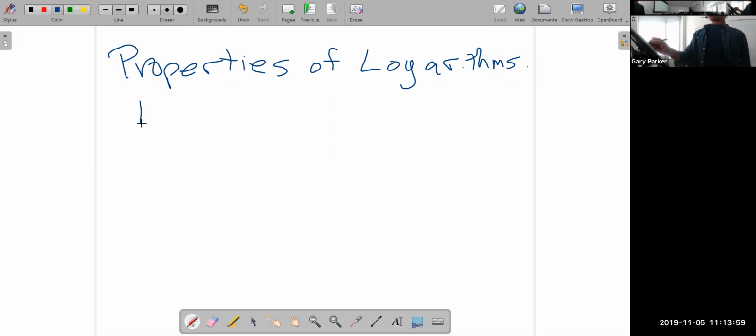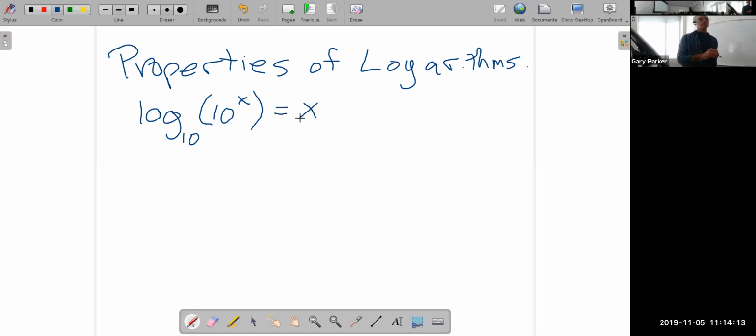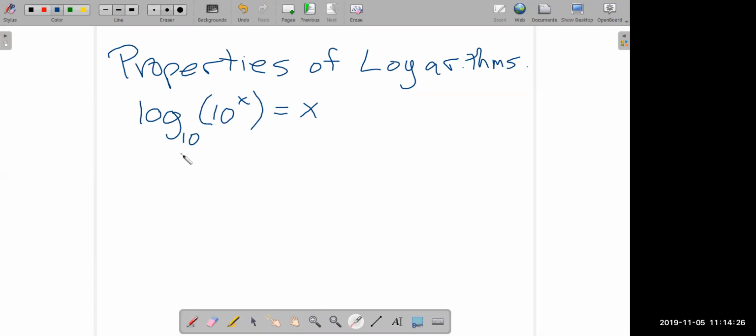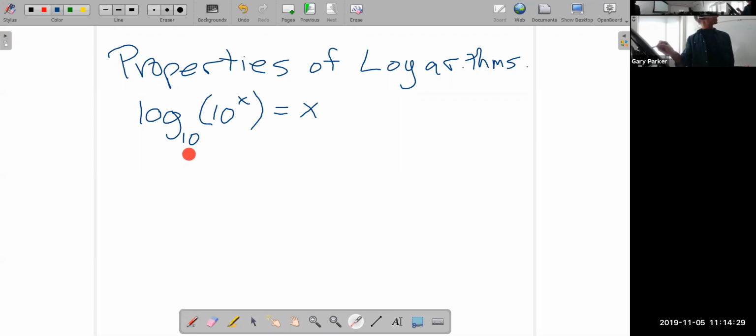The first one is related to exponents. If I do something like log base 10 of 10 to some power, let's call the power x, the answer is going to be x. The reason is, what does a logarithm do? It tells us what power we need. So this says 10 to what power gives me 10 to the x? Well, it's got to be x.